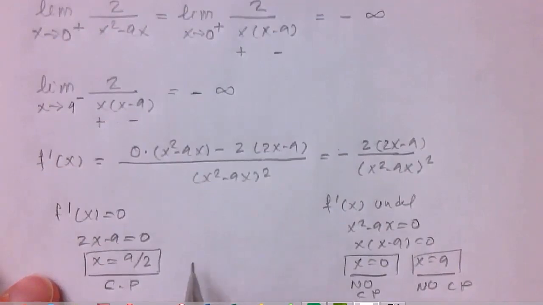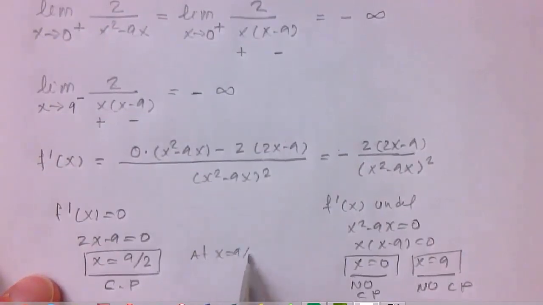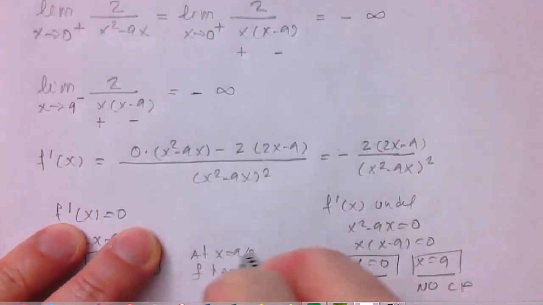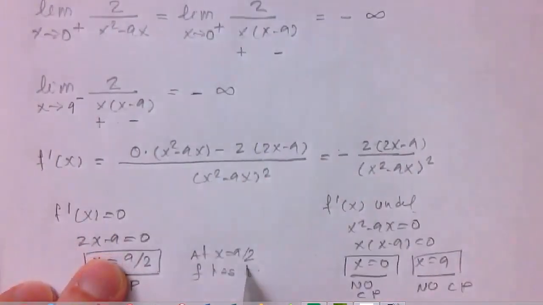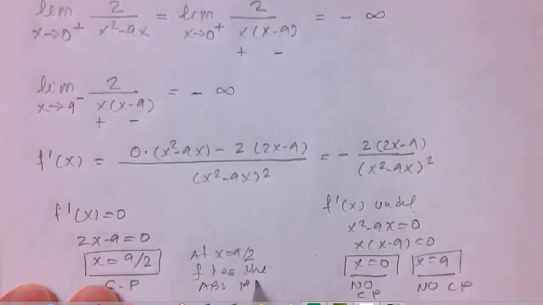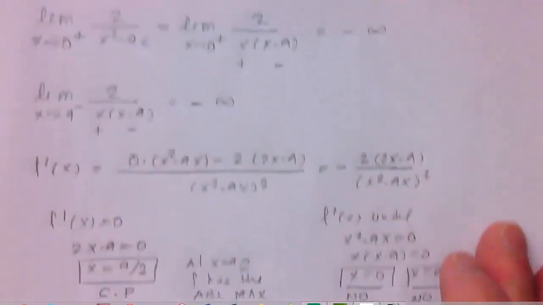So we should say at x equals 9 over 2, f has the absolute maximum. And all we have to do to find the maximum is take that number and plug it into the function. Okay, and that's it.